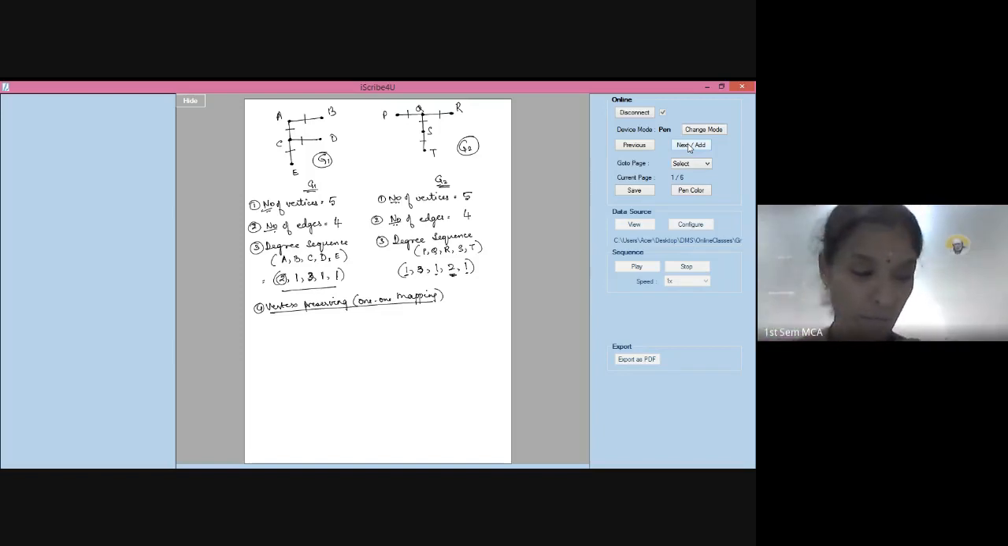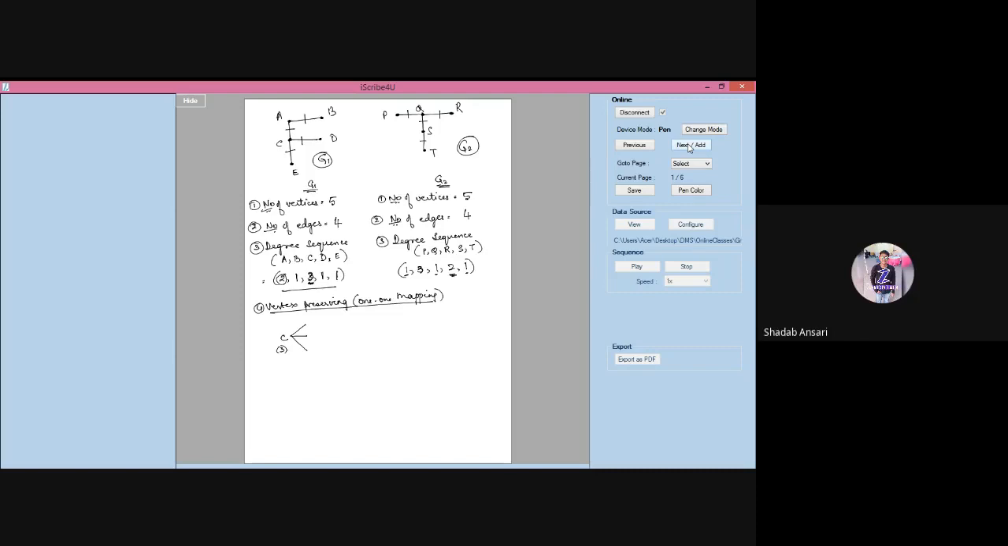Okay. Now, let me take vertex C, which has degree 3. Let me take that vertex C. It has degree 3. Which are the vertices which are adjacent to C?